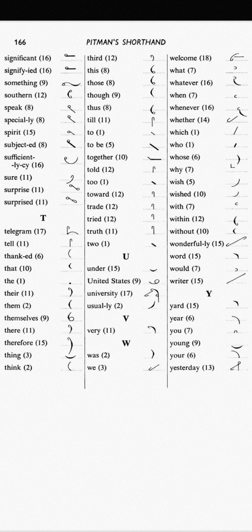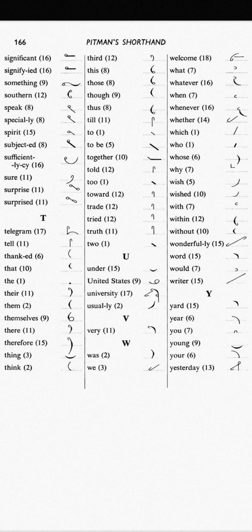S circle with P stroke through the line for speak. Same outline on the line for special or specially. SPR stroke on the line half deer for spirit. S circle with B stroke on the line for subject or subjected. S circle with F stroke with upward ish on the line for sufficient, sufficiently or sufficiency.